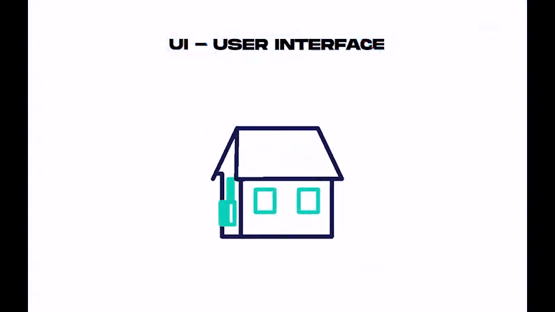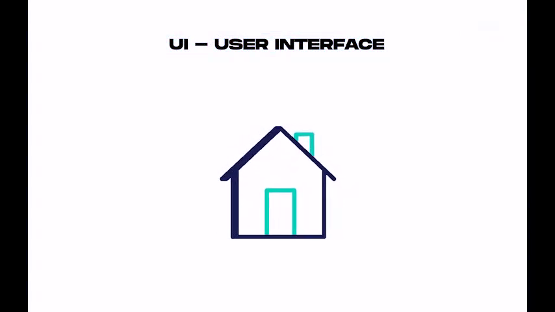So I'm going to use a very typical house as an example. Talking about UI design, it's just the aesthetics, how the building looks from the outside. That's just a basic illustration of what UI design looks like.